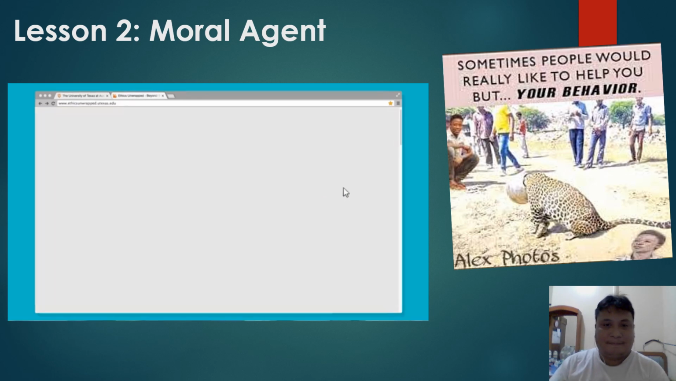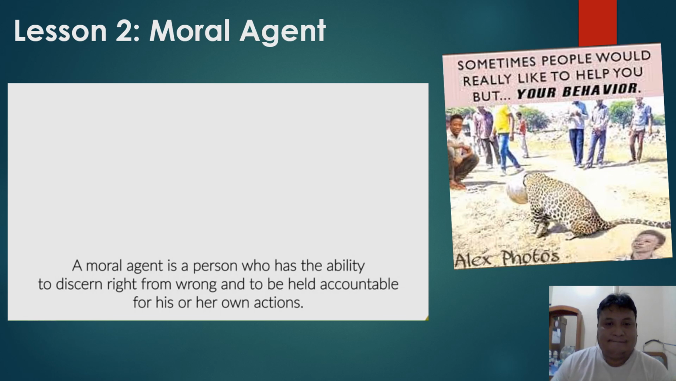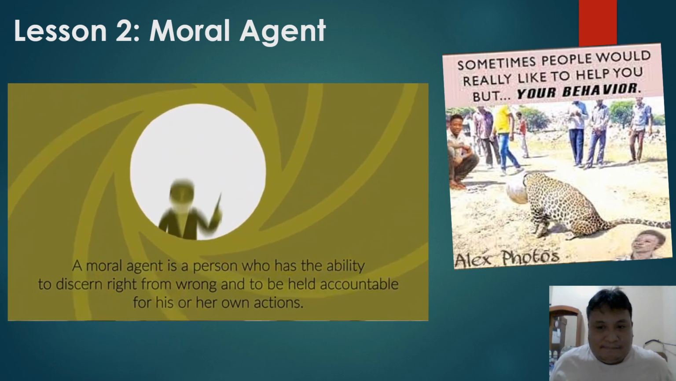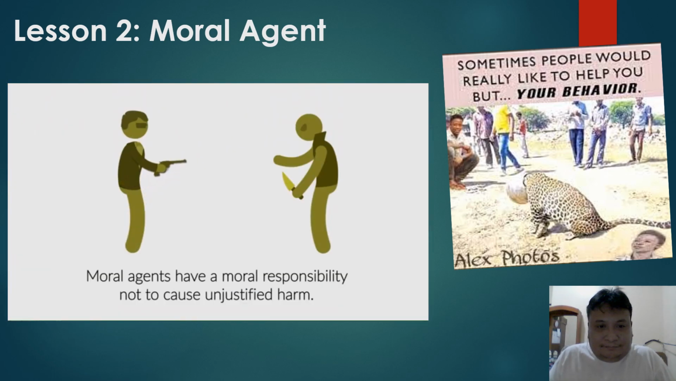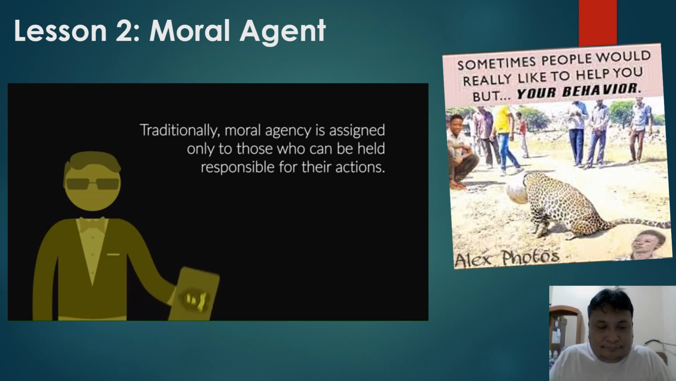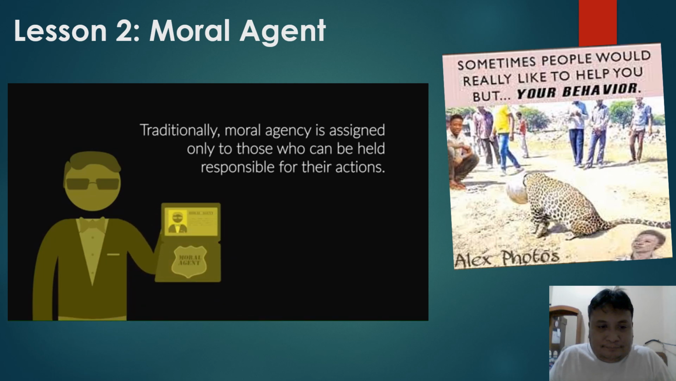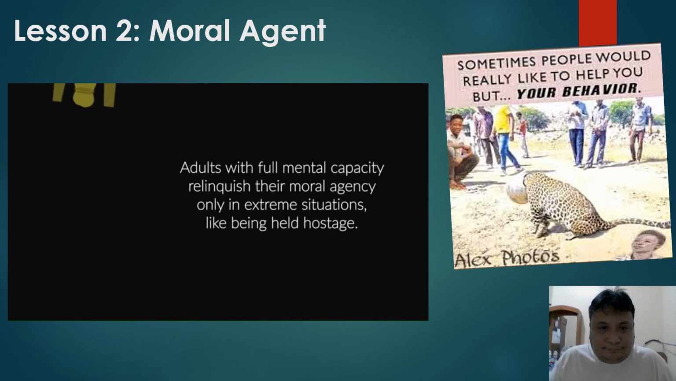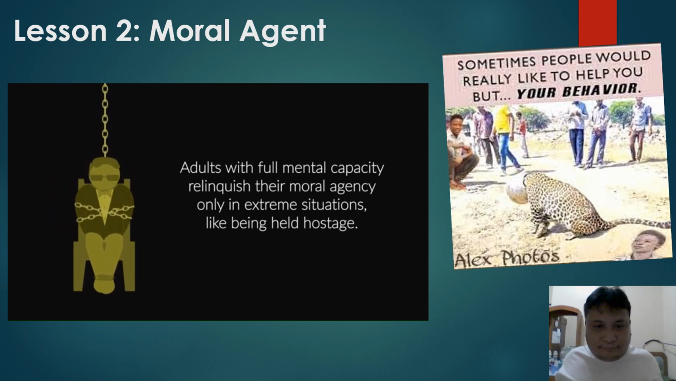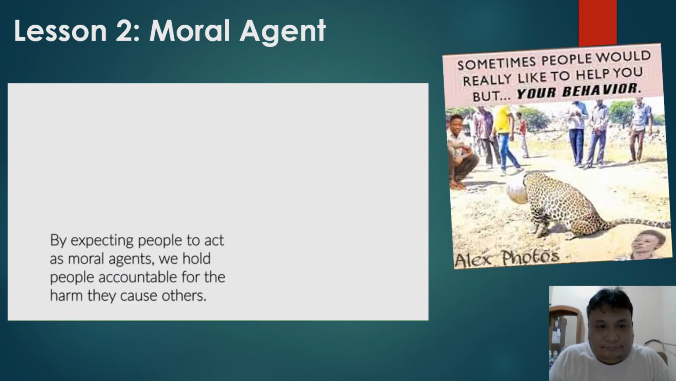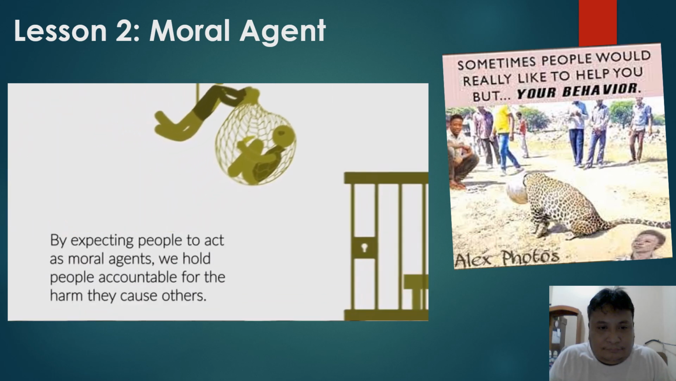Moral agent. A moral agent is a person who has the ability to discern right from wrong and to be held accountable for his or her own actions. Moral agents have a moral responsibility not to cause unjustified harm. Traditionally, moral agency is assigned only to those who can be held responsible for their actions. Children and adults with certain mental disabilities may have little or no capacity to be moral agents. Adults with full mental capacity relinquish their moral agency only in extreme situations, like being held hostage. By expecting people to act as moral agents, we hold people accountable for the harm they cause others.